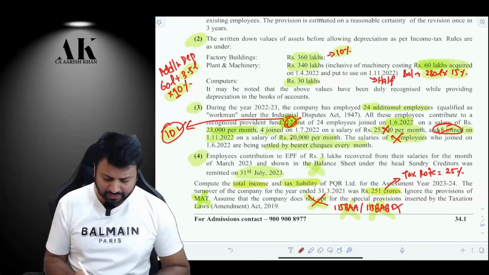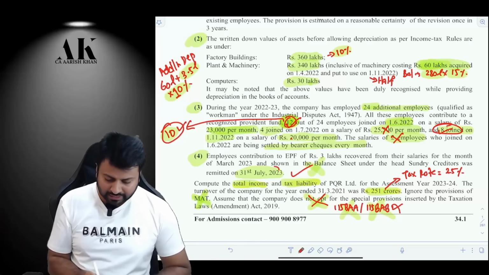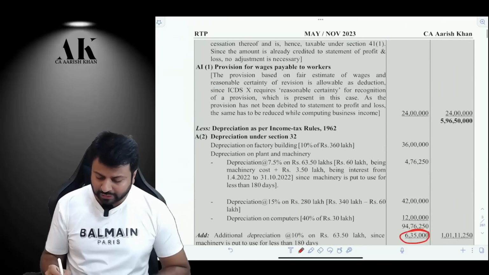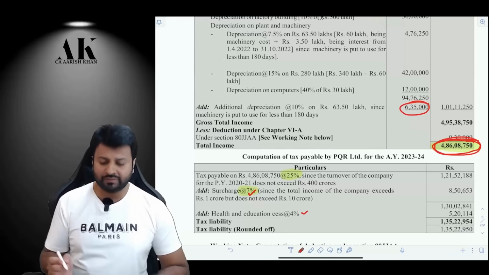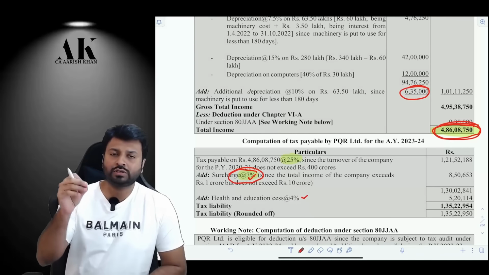Okay. And last but not least, which I have already told you, the employees' contribution has to be paid by the 15th of the following month, and you are making the payment on 31st July. That is not allowed, not allowed, not allowed. Okay. Forget about it. Now, what is the total income of the assessee? The total income of the assessee is more than 1 crore rupees. Because it is more than 1 crore rupees, the assessee would also be liable for what? Surcharge of 7% on the total income. You can check it over here.